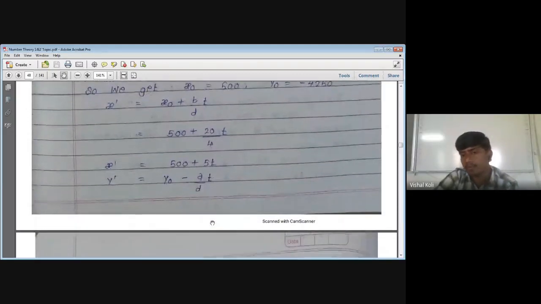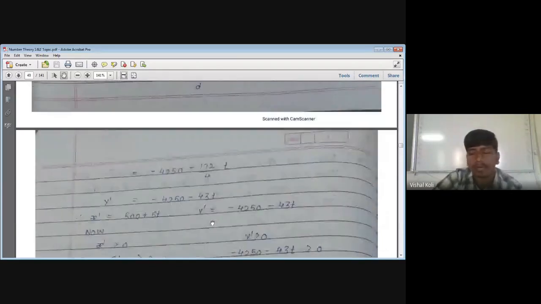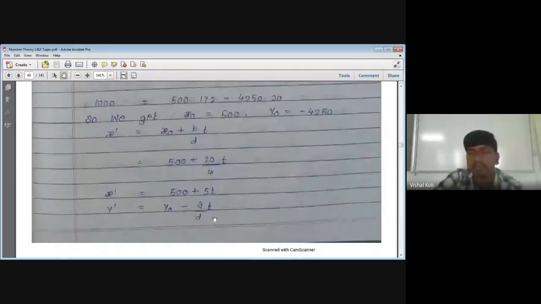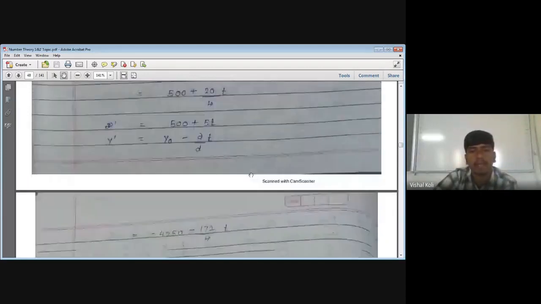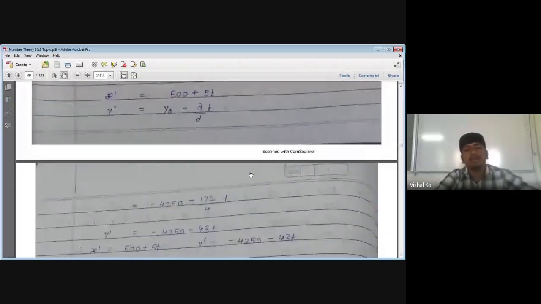Therefore, here we get the value of y naught, which is nothing but minus 4250, minus a, which is nothing but 172 divided by 4, into t. 172 divided by 4 is nothing but 43. Therefore y dash is nothing but minus 4250 minus 43 into t.